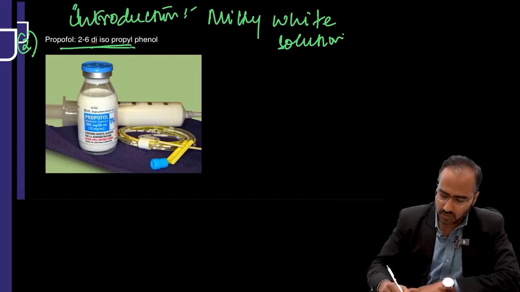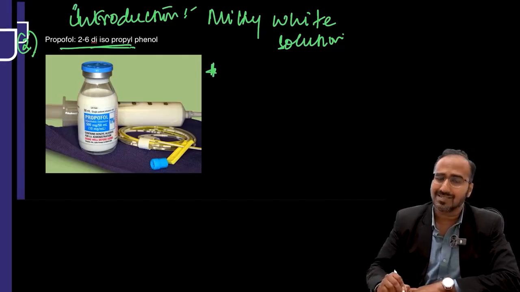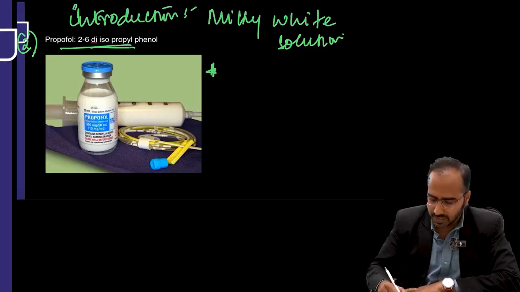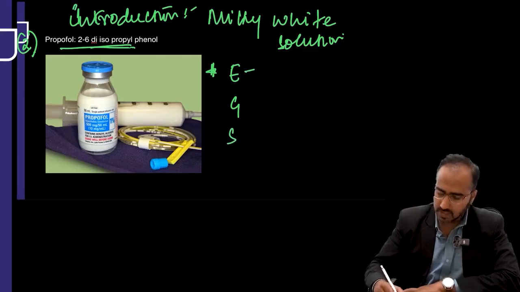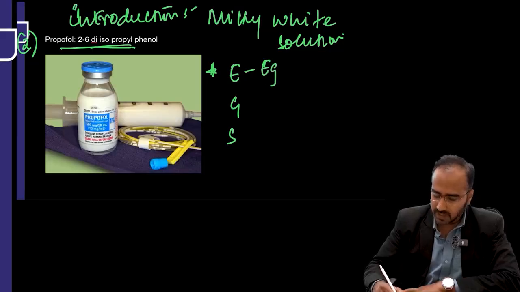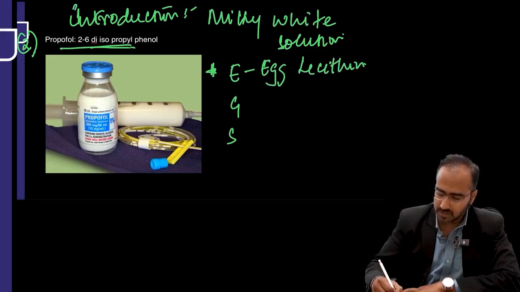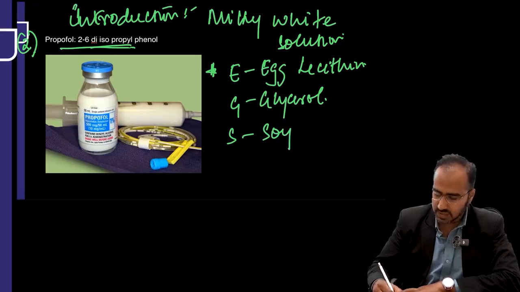Okay. So propofol, why is it a milky white solution? Because it is made up of EGS. E stands for egg lecithin. G stands for glycerol. And S is soybean.